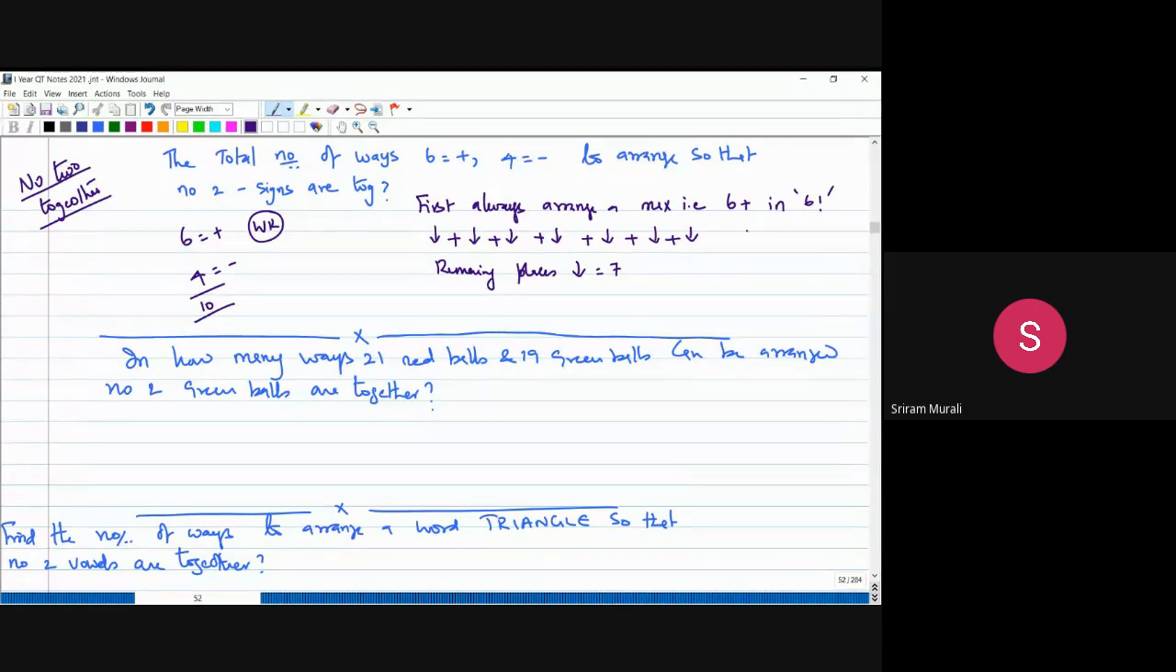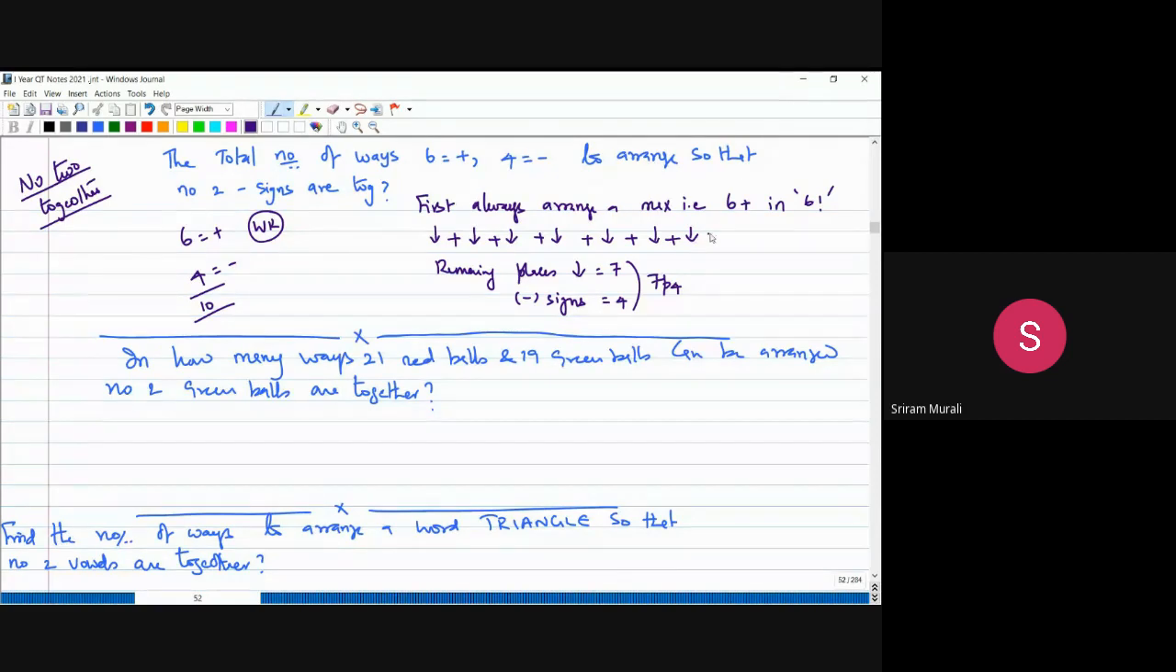Can you understand? One place will be additional. That is what I am trying to mean. Remaining places is 7. How many minus signs are there now? 4. Now you bring these 4 minus signs between the plus signs. So why are we arranging the maximum first? If you don't arrange the maximum first, then you cannot arrange the condition, that is the minimum.